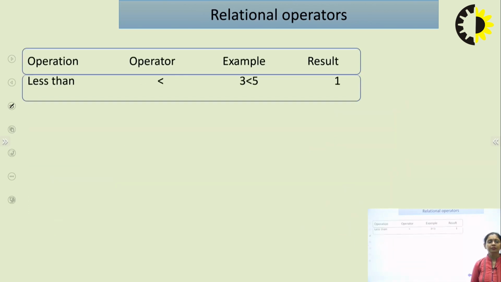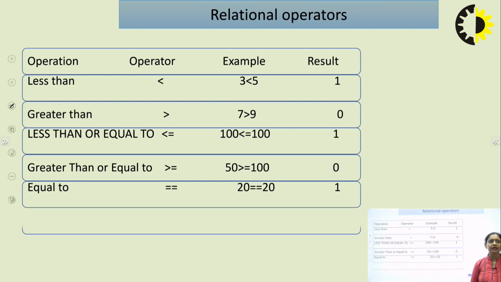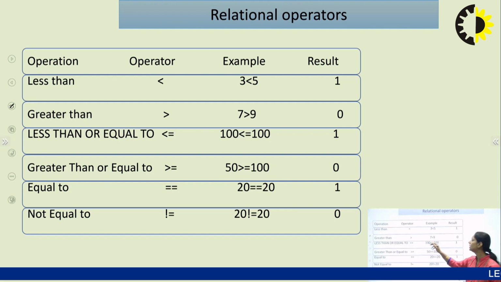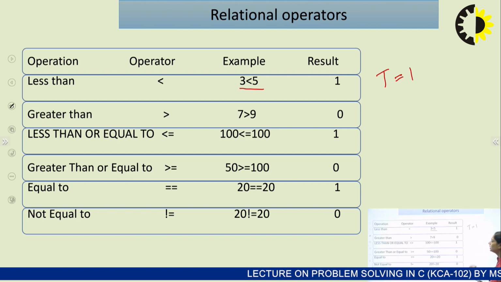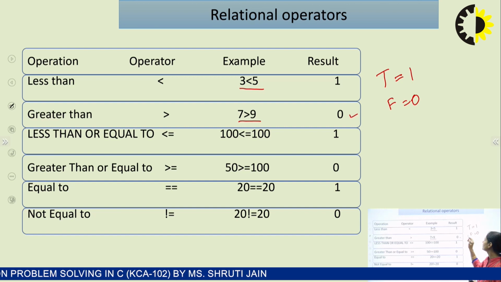Now coming to the relational operators, the relational operators as we have seen were less than, greater than, less than equal to, greater than equal to or not equal to. So the less than operator checks whether 3 is less than 5. If the condition is true, if 3 is less than 5, it returns true. The value of true means 1, and if the condition is false, then it will return the value as 0. So in the next case, 7 greater than 9 is false, that is why it returns the value as 0, because it is false.